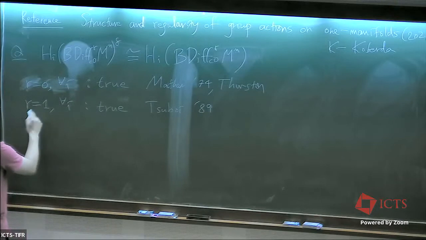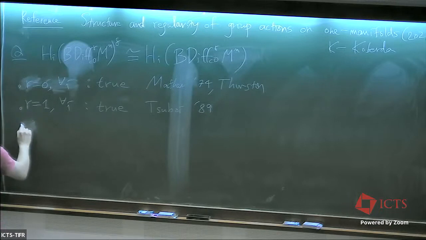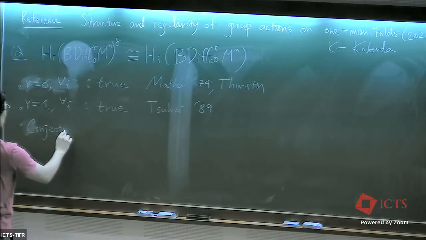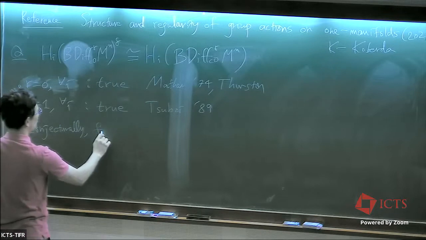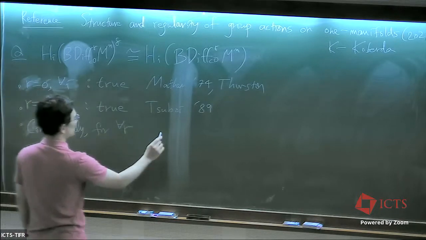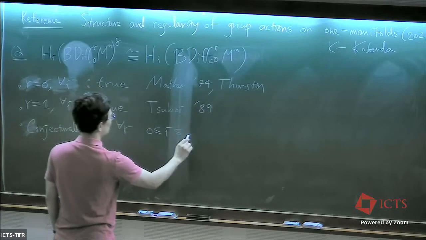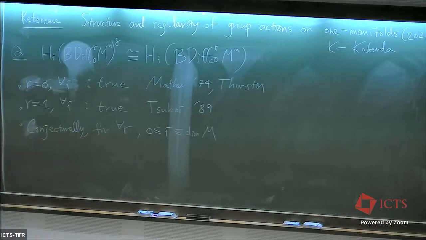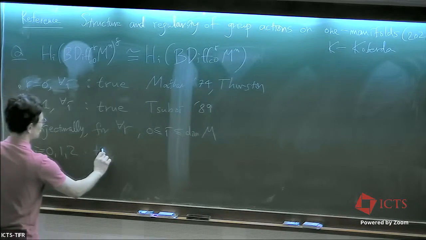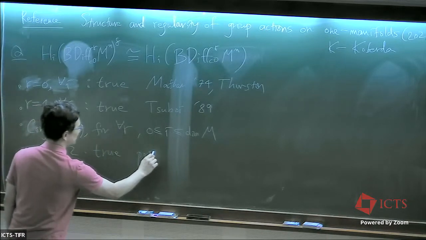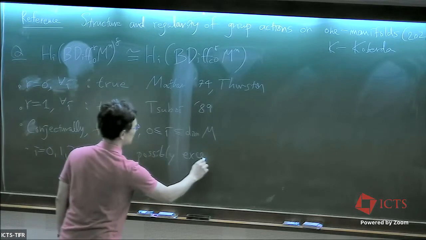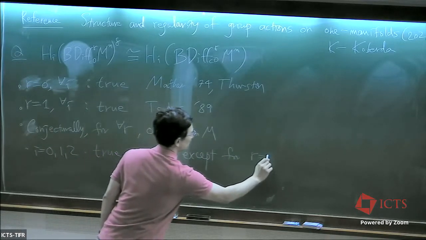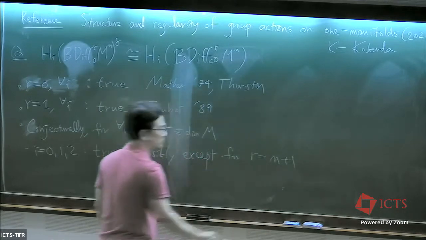And also r, so conjecturally, for all r and i between 0 and up to the dimension of M. And also, we are interested in the i equals 1 case, right? So i equals 1, actually i equals 0, 1, 2, true, possibly except for a problematic case, r equals n plus 1.